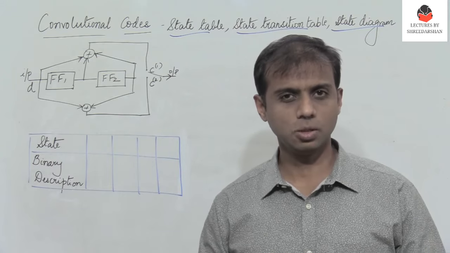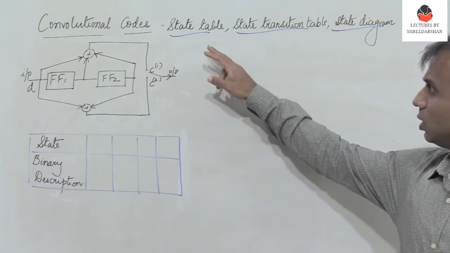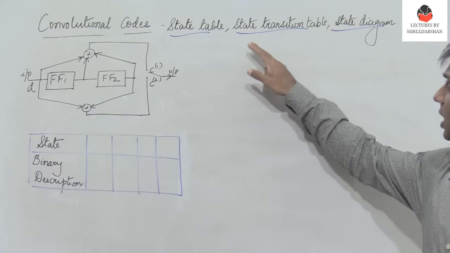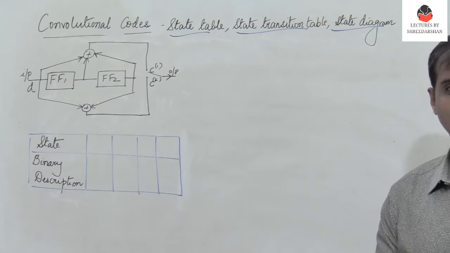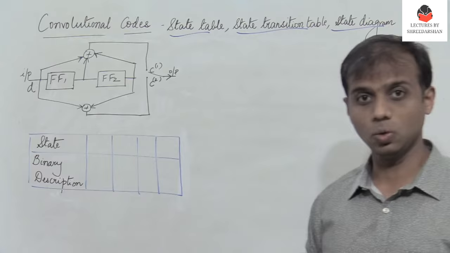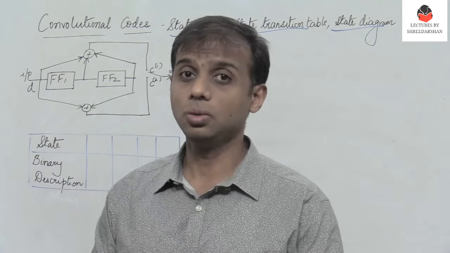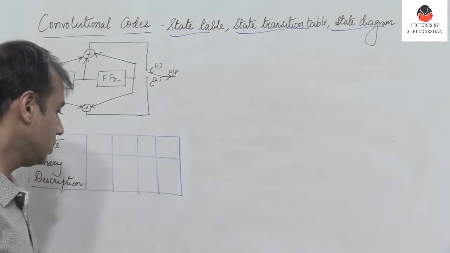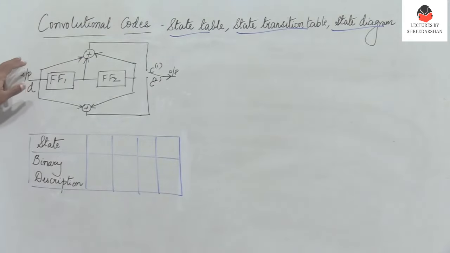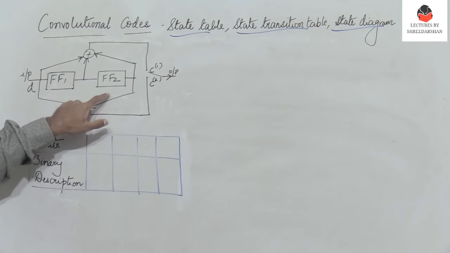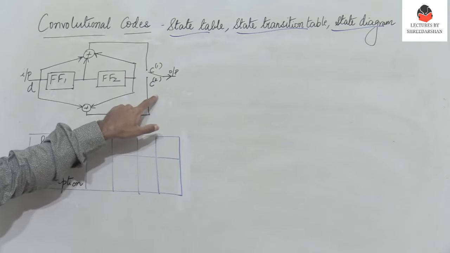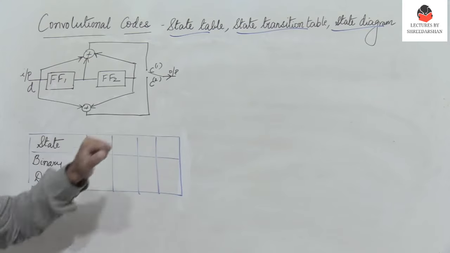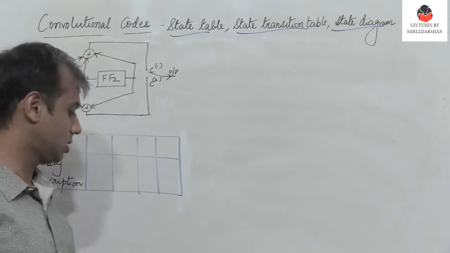So in this lecture we shall deal with how to write the state table, the state transition table and the state diagram for a convolutional encoder. And we also need to know how to write the code tree, which we shall do in the next video segment. Now given a convolutional encoder as shown, having a single input, two flip-flops and two outputs C1 and C2, which becomes the output. How do we write the state table?